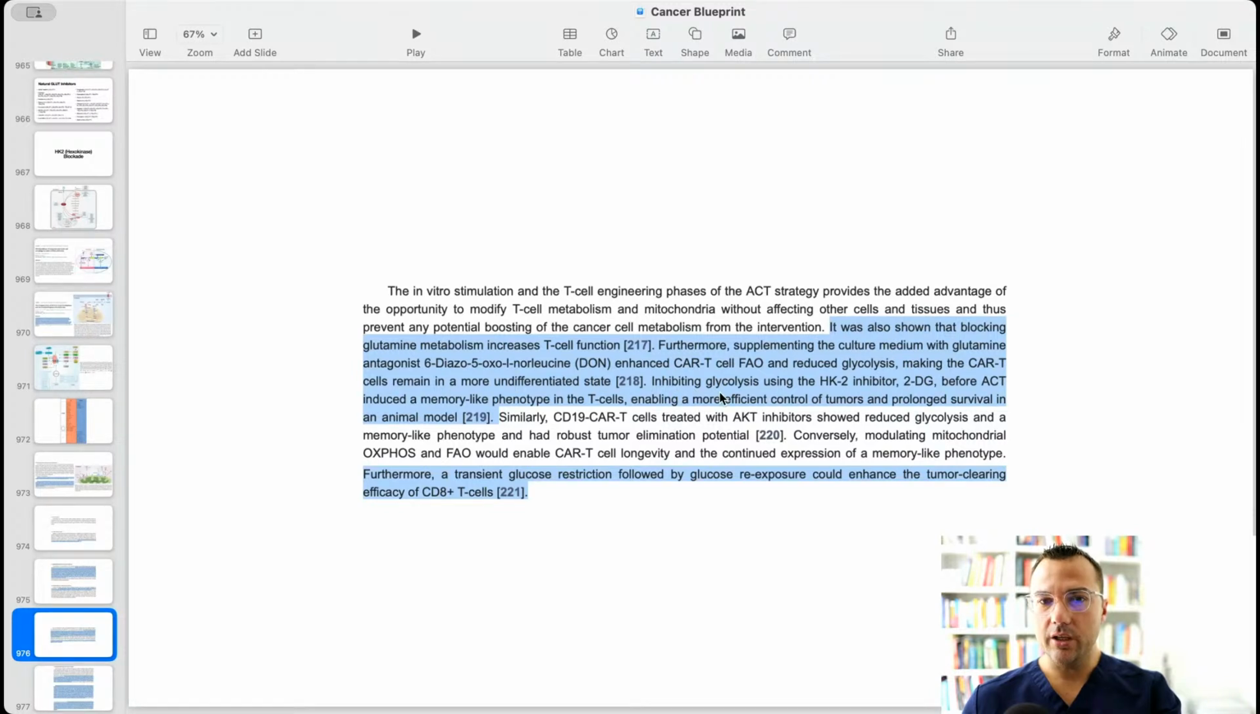Then what they did was they inhibited glycolysis using 2DG, 2-deoxyglucose, which we're going to have a whole video on. And it induced a memory-like phenotype, or a type of T cell that had a stronger memory. And when you block the glucose via hexokinase blockade via 2DG, it made these T cells more efficient at controlling tumors and at prolonged survival within animal models. So there's more to this story, especially when it comes to the metabolic therapy's effect on the immune system, that I don't personally know, that I would love to learn, but it's starting to become more clear that everything works better under therapeutic ketosis, is what it seems like to me, including our immune system.